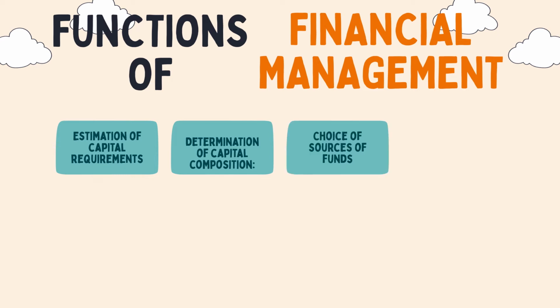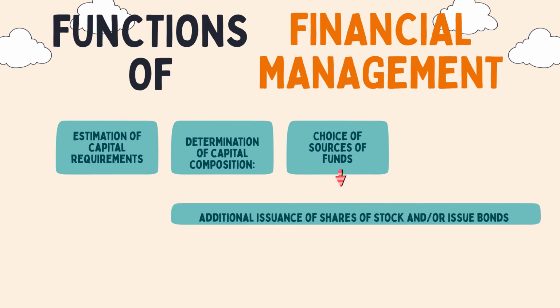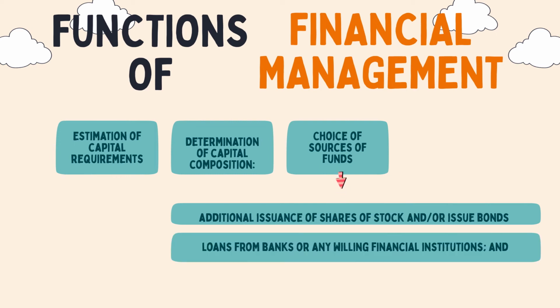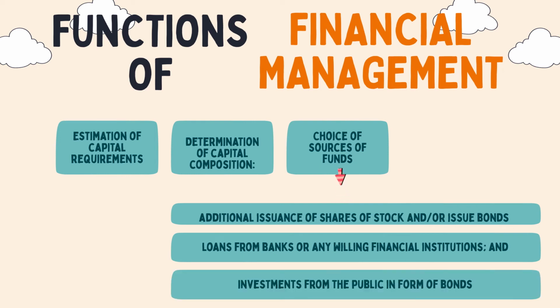Third, choice of sources of funds. For additional funds to be procured, a company has many choices, like additional issuance of shares of stock and or issue bonds. Next, loans from banks or any willing financial institutions, and investments from the public in the form of bonds. The advantages and disadvantages of each source and period of financing is the basis of the choice of sources of funds.